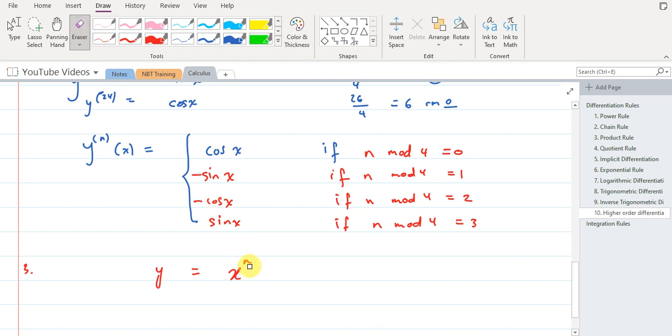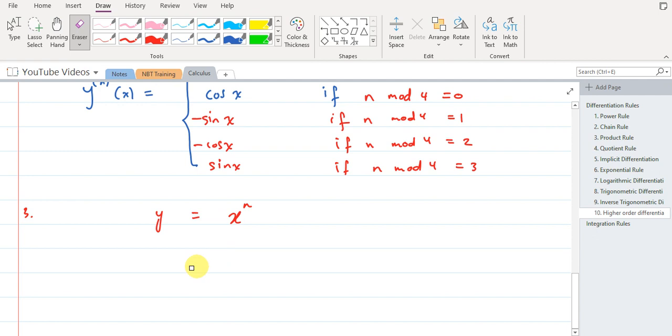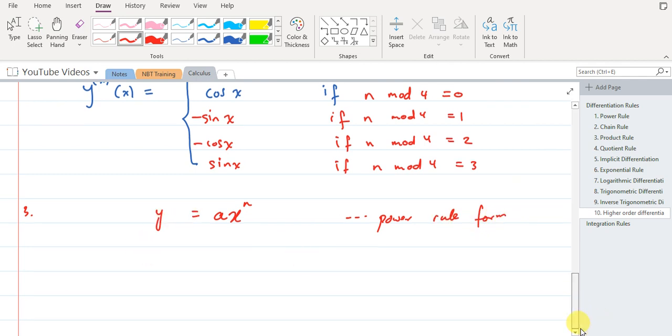Should we take x to the power n? Yeah, x to the power n, a polynomial function. How about a x to the power n, like the power rule, right? Power rule form. What if I would try to find the nth derivative here? Let's see what we get.